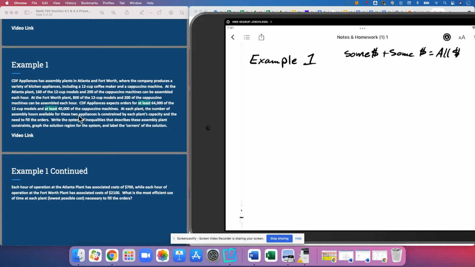At each plant, we have restrictions about the number of machines that can be created, given the plant's capacity to fill the orders. We need to write a system of inequalities that describes these assembly plant constraints, graph the solution region to the system, and label the corners of the solution. So there's a mouthful there. Take a moment, read it a couple times. If you need to pause the video to do so, do that. I'm going to move on with setting up the system of inequalities.